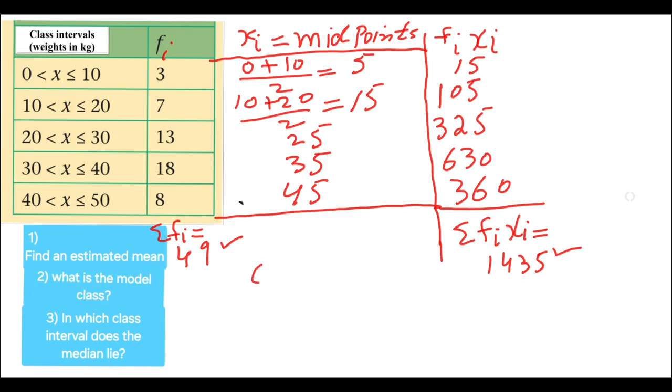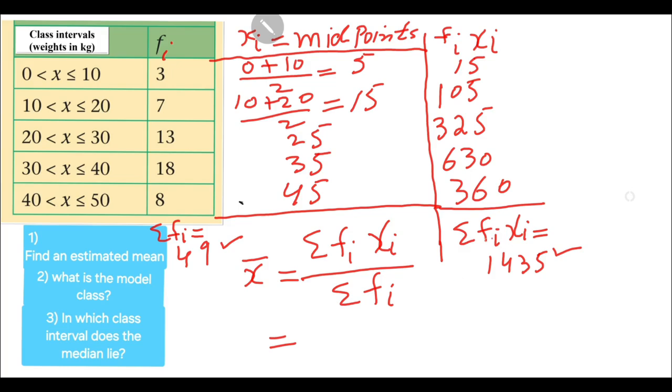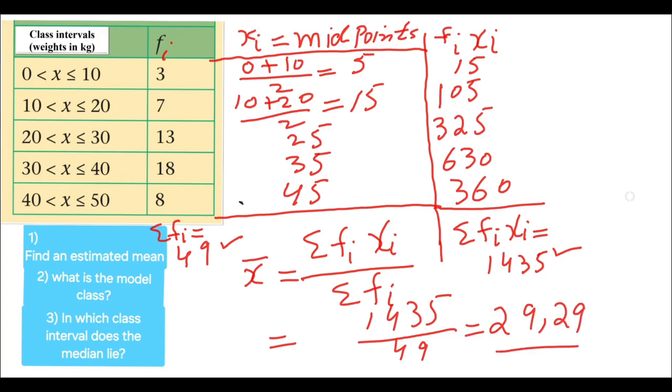Now the formula says x bar is equal to summation fi xi over summation fi. Summation fi xi 1435 divided by summation fi 49. I use my calculator. The answer is 29,29. So the same answer. You can use the calculator to find the mean, or you can show the calculation and the answer will be the same.